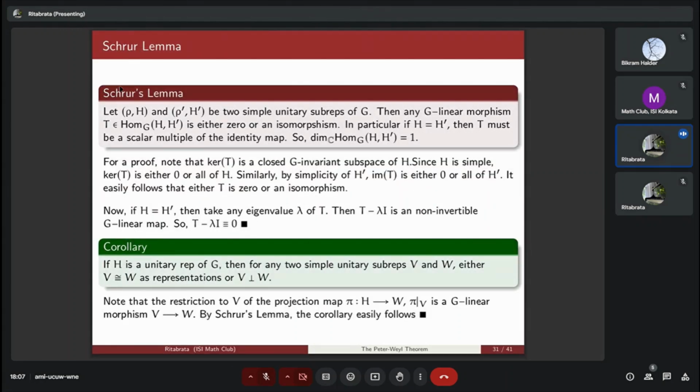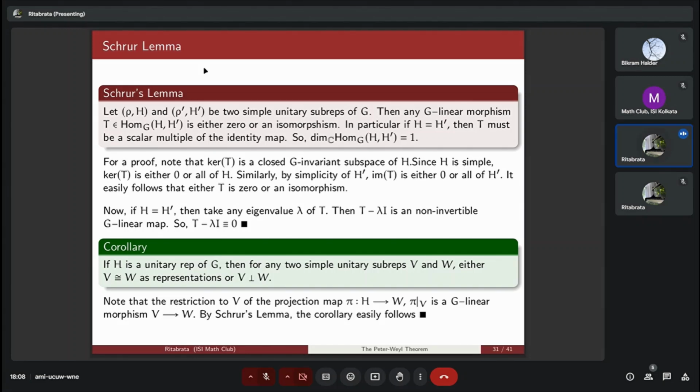So this Schur's lemma is common in all parts of representation theory. Representation of groups, representations of algebras, Lie algebras. This is in fact for any semi-simple modules. Basically, if you have two simple structures and a structure preserving map between them, then it is either zero or an isomorphism. It's very simple, the proof.